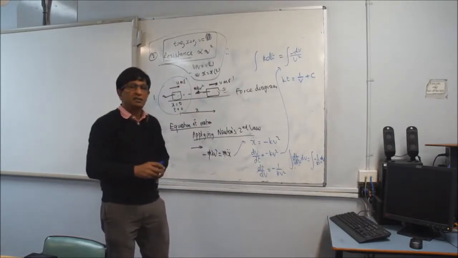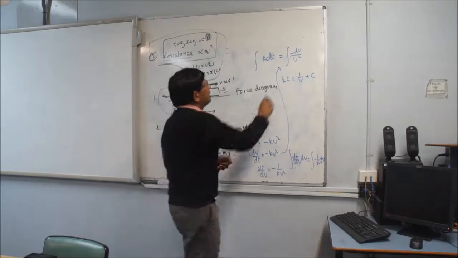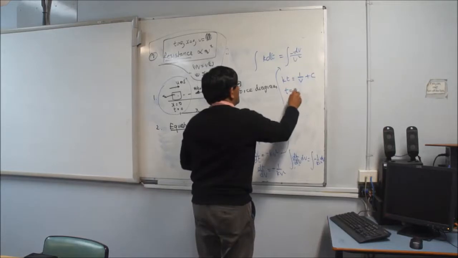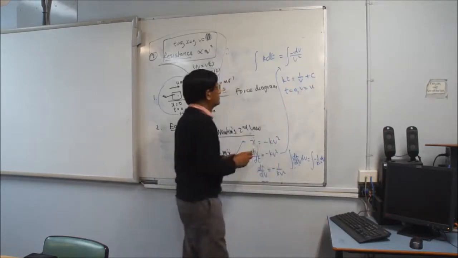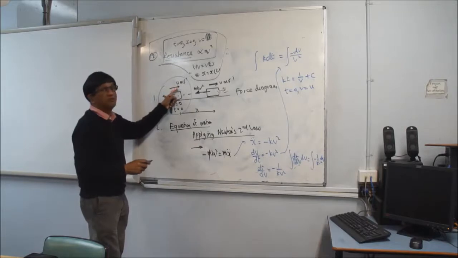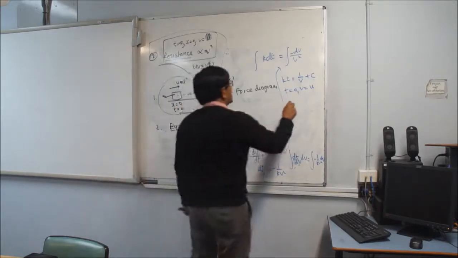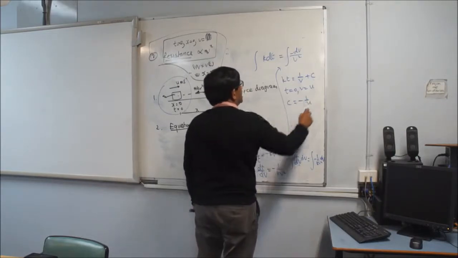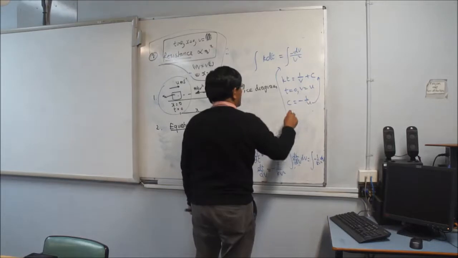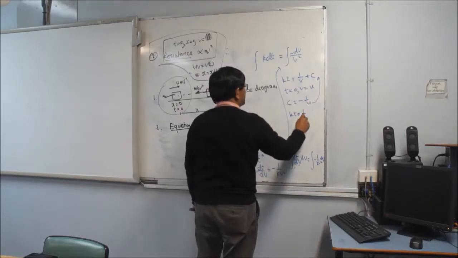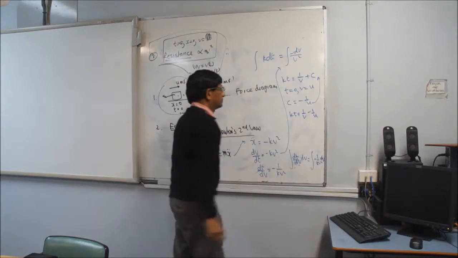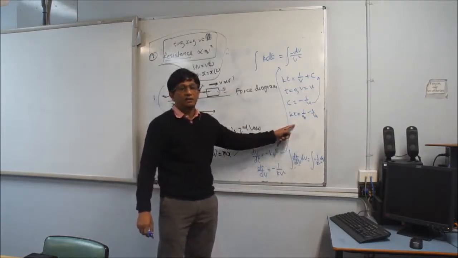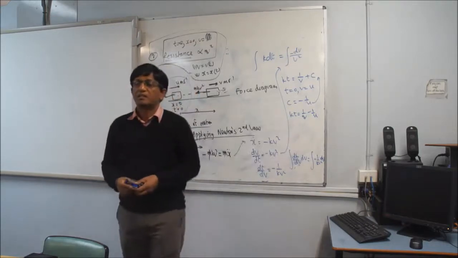Okay, how do you get c? The initial condition. When t was 0, v was u, right? So use that. So what's c? If you put it back here and rewrite it, it's going to be... Can you make v the subject of the formula?